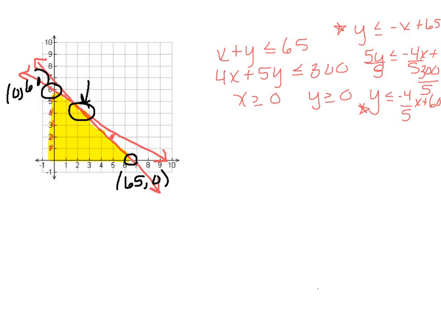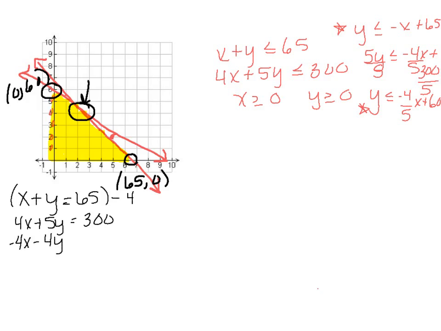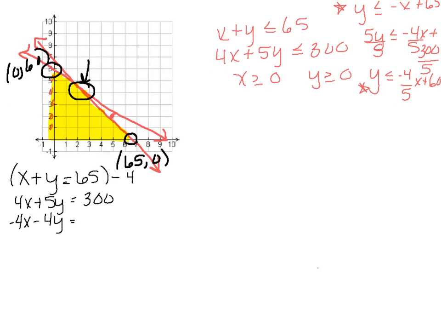So we know that we want to know where x plus y equals 65 and where 4x plus 5y equals 300 connects one another. So I'm going to multiply my top equation here by negative 4 and then add it to my bottom equation. So when I multiply everything by negative 4, I have negative 4x minus 4y equals 260. So my x's cancel. I'm left with y equals 40. Okay, so 40 is my y value.